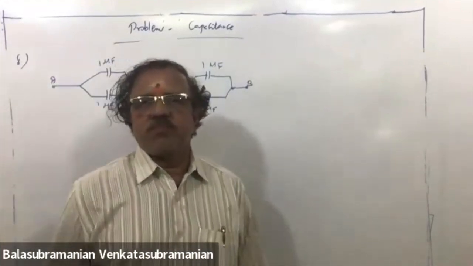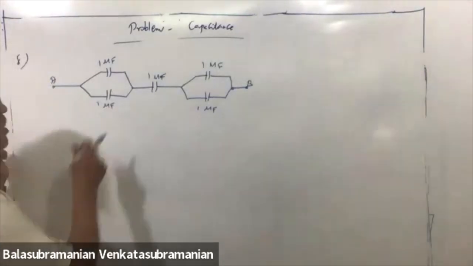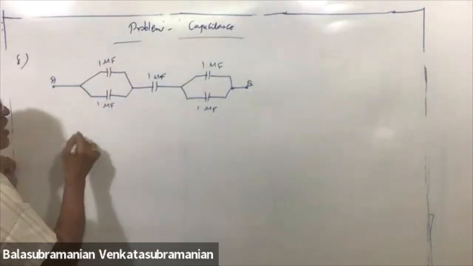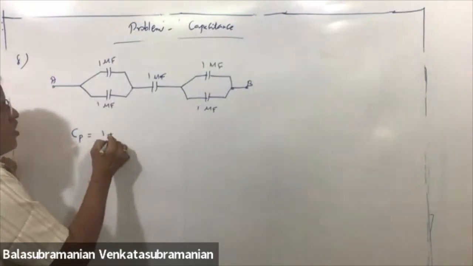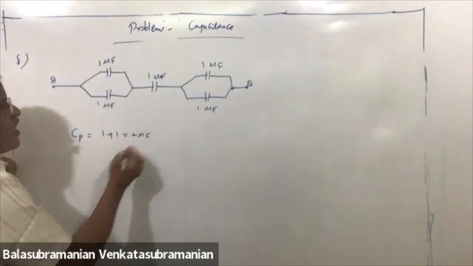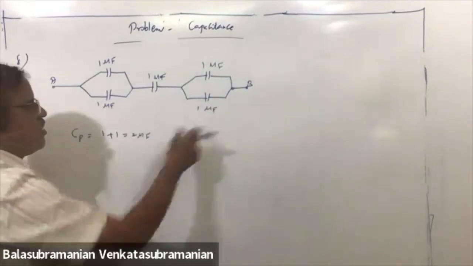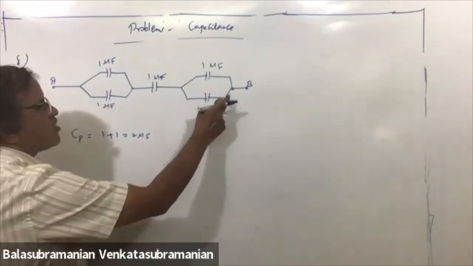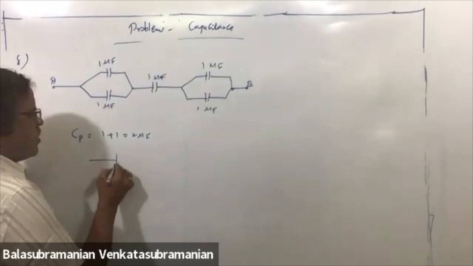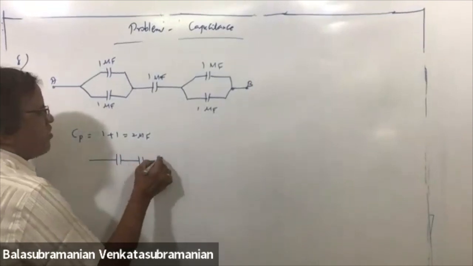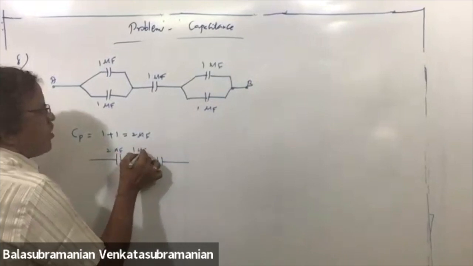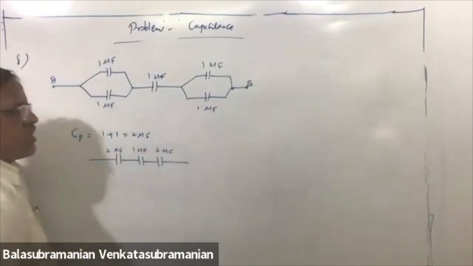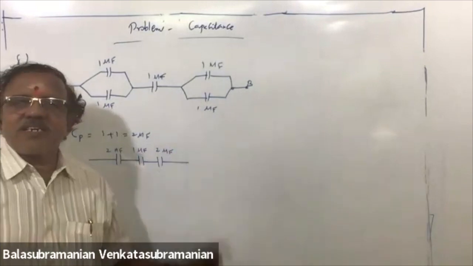Simple problem. Basic formula, these two connected in parallel. So Cp is equal to C1 plus C2, 1 plus 1, 2 microfarad. So when you calculate, this is also 2 microfarad. So the new diagram will be 2 microfarad, 1 microfarad, 2 microfarad. These three are connected in series.